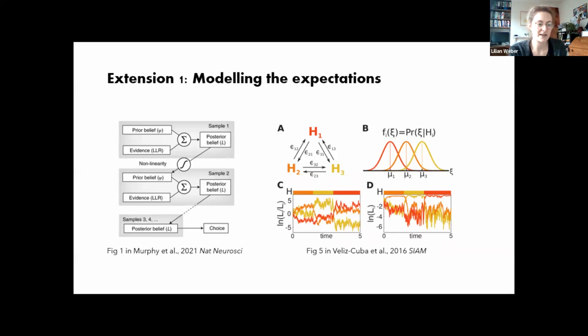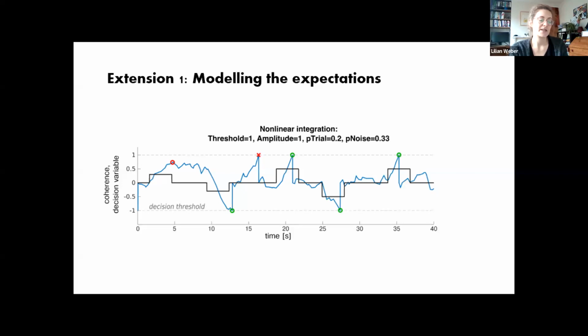And now something that would be really exciting would be to apply this to our data and be able to infer participant-specific expectations about stability and volatility. And I've been starting to do this here. So this is an example of such a nonlinear integration, with some parameter values that I've chosen. But basically what we can now do is vary the probability of transitioning into a trial or the probability of transitioning into a noise period, and see how that changes the inference process.